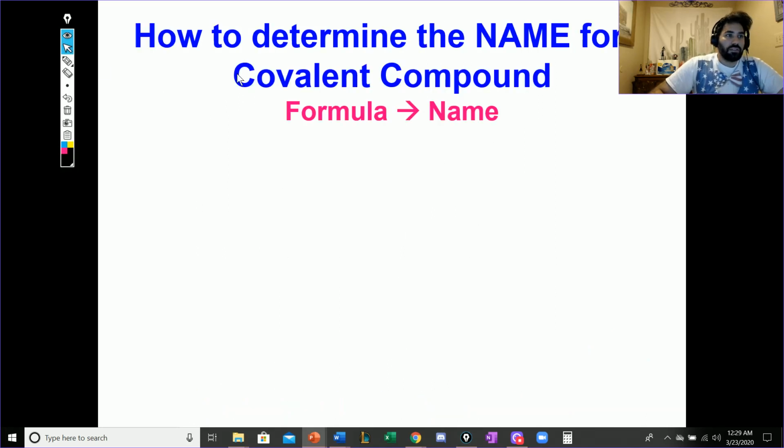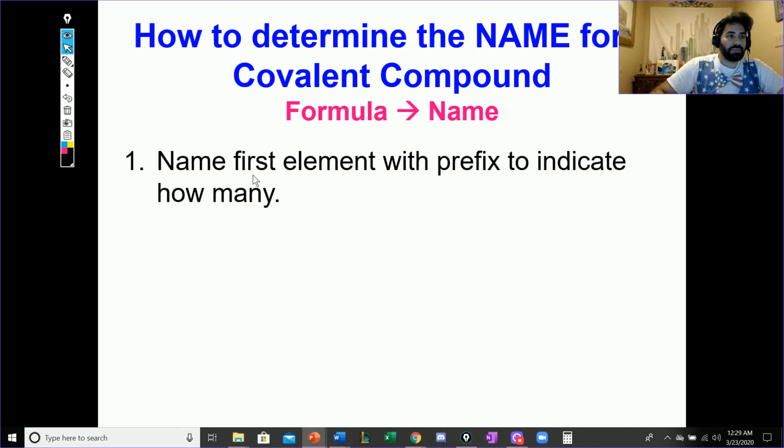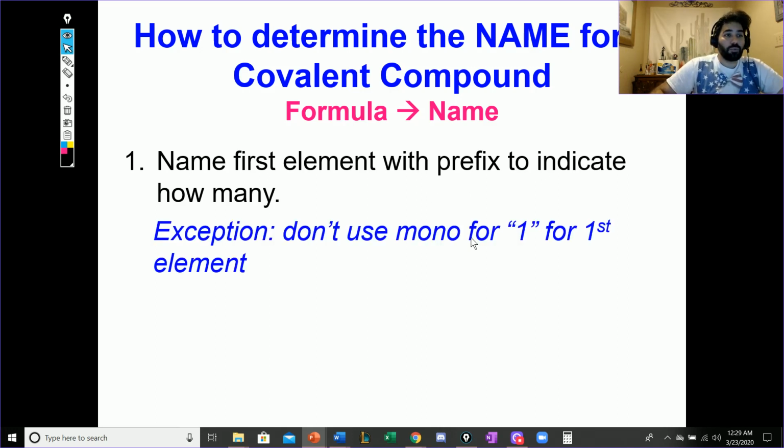Next one. So these are the steps. It's really only 2 steps. You name the first element with the prefix to indicate how many there are. If there's only one, the prefix would be mono, but you don't write mono at the beginning of the compound. You just ignore it.